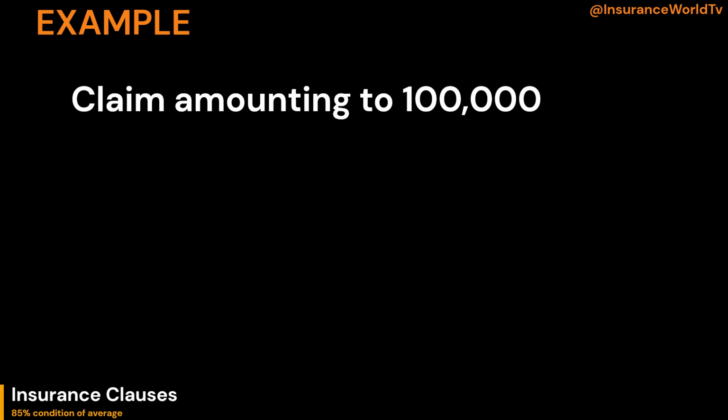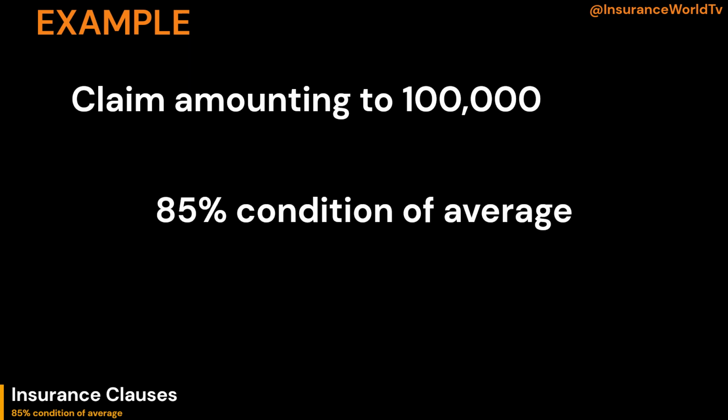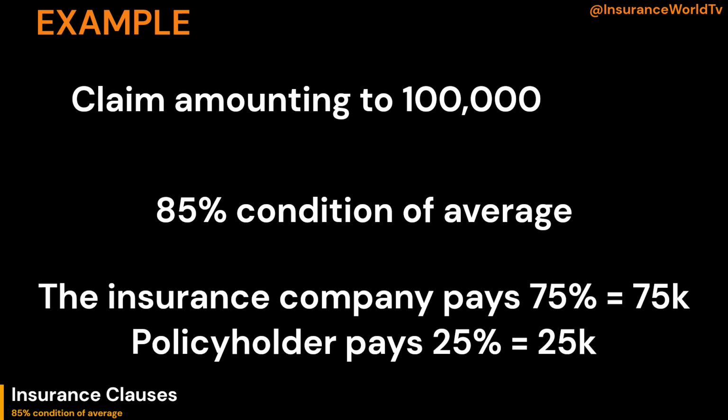If a covered loss occurs with a value of $100,000, the insurance company will apply the 85% condition of average clause. They will calculate the proportionate amount based on the underinsurance percentage. In this example, they would pay 75% of the loss, i.e., $100,000, because you are underinsured by 25%. Therefore, the insurance company would pay $75,000, and you would be responsible for the remaining $25,000 out of pocket.